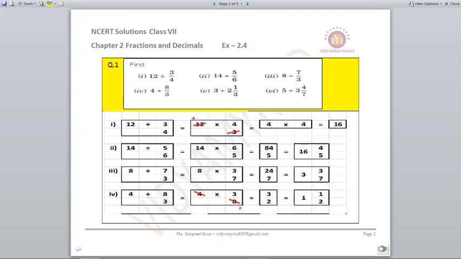Fourth part, 4 divided by 8 upon 3. 4 multiplied by 3 upon 8. 4 and 8 are divisible. So your new fraction will become 3 upon 2, which is again an improper fraction. Divide it and you will get 1 by 2 as your answer.